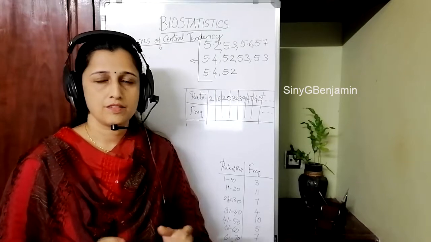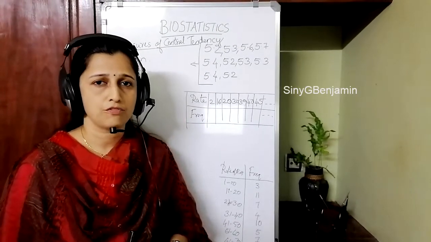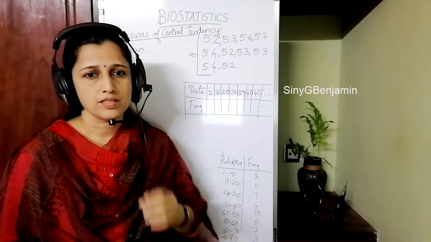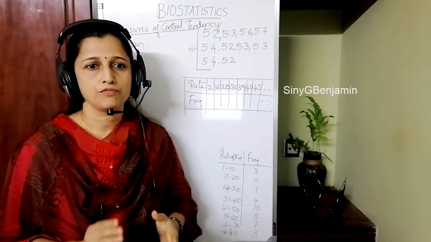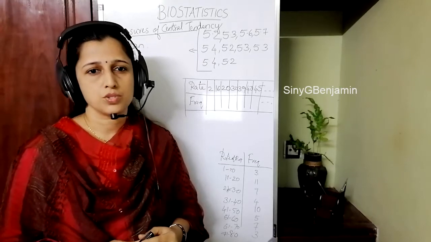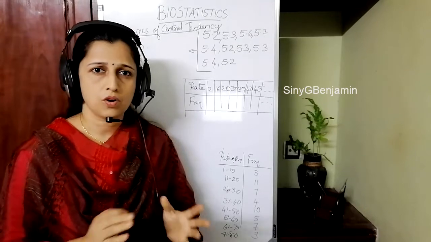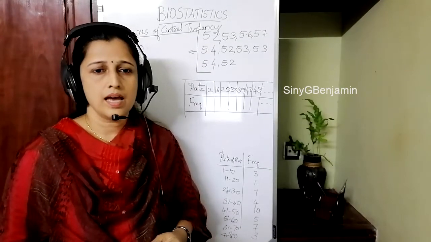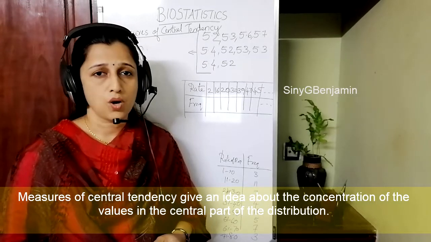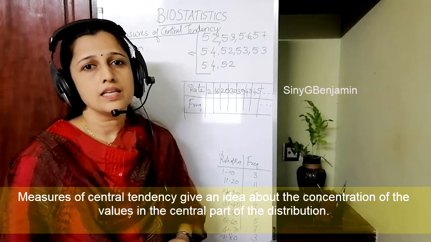Generally, it is found that the values of the variable tend to concentrate around some central value of observations of an investigation, which can be taken into consideration as a representative of the whole data. And this tendency of distribution is known as central tendency. Measures of central tendency we commonly say as average also, and the measures of central tendency give us an idea about the concentration of the values in the central part of the distribution.